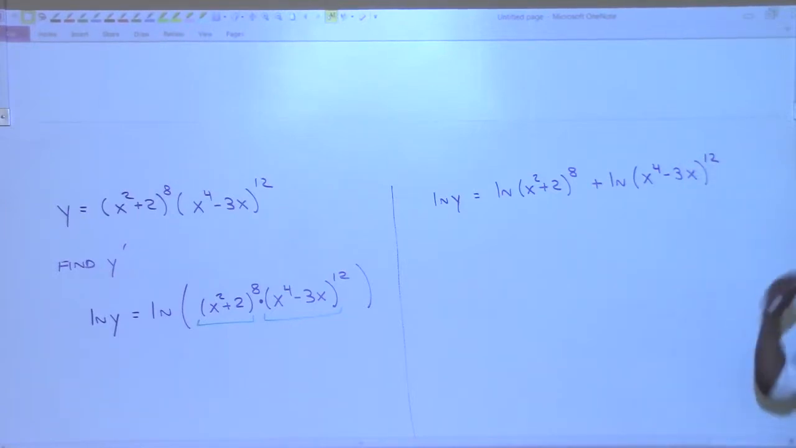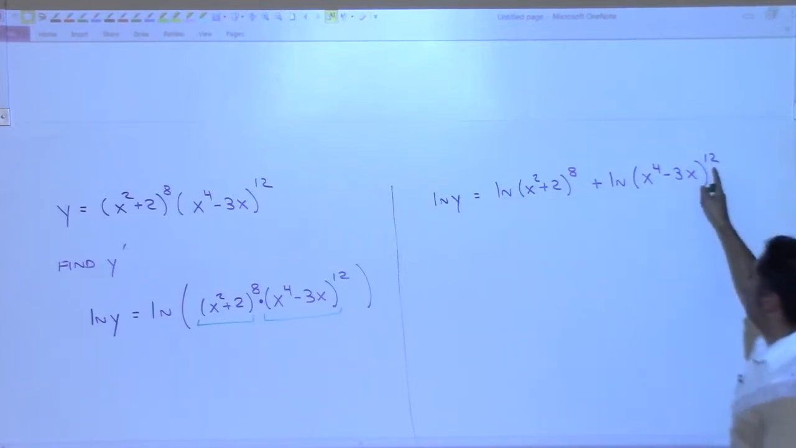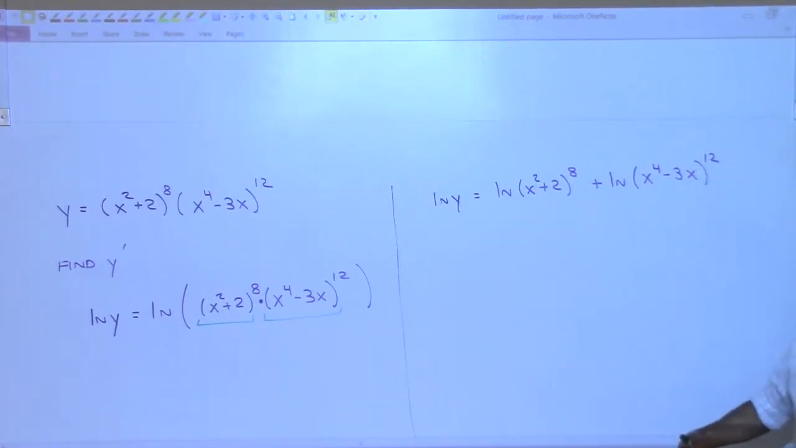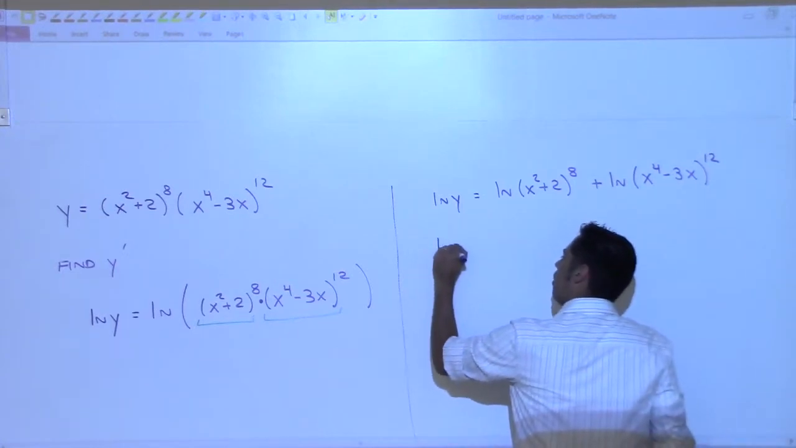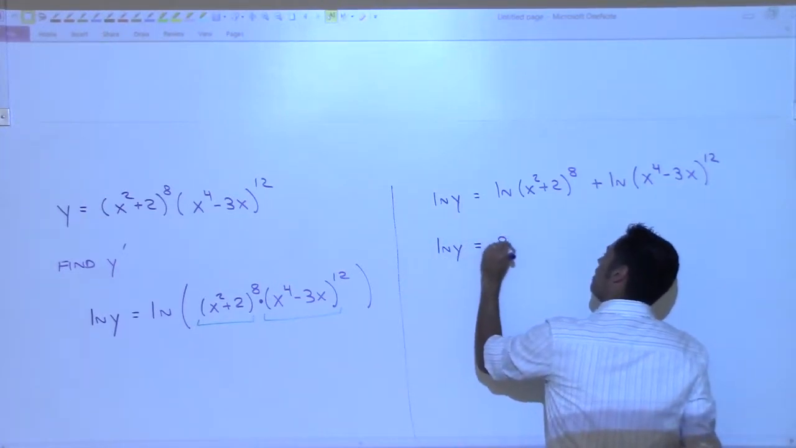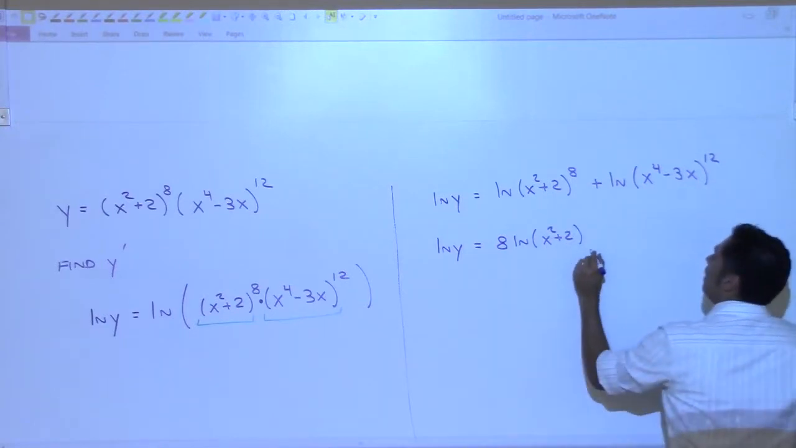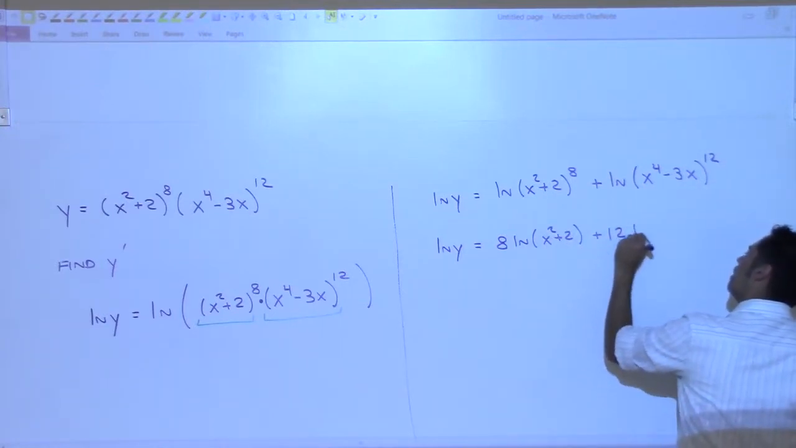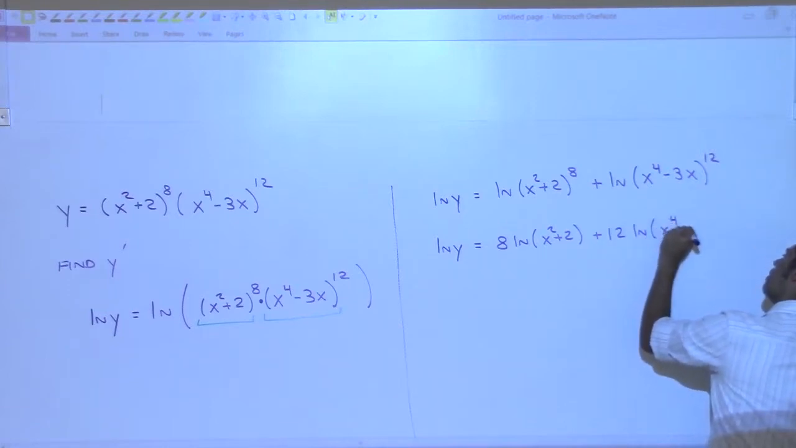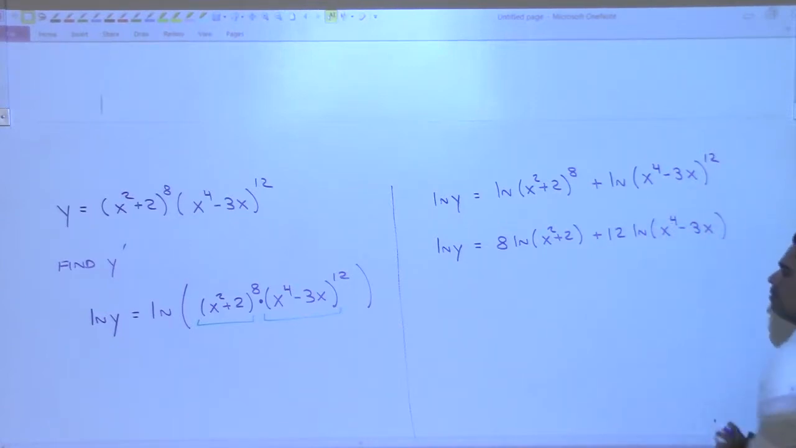Now you can pull the powers out on each of those. Okay, so the 8 can come out and the 12 can come out, and that is just a property of logs. So natural log of y equals 8 natural log of x squared plus 2, and then plus 12 natural log of x to the 4th minus 3x. Are we good up to that point?